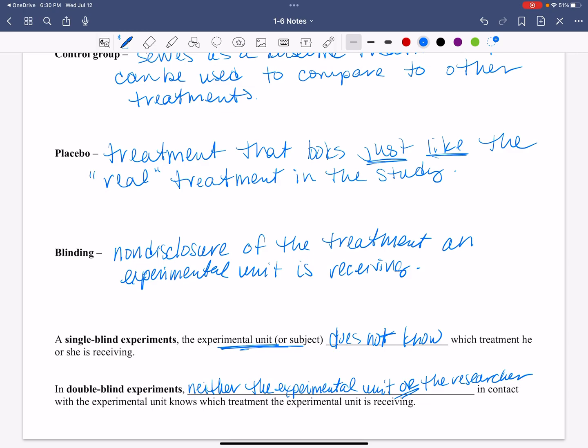Well, not no one. I should rephrase that. Neither the experimental unit nor the researcher. The researcher is the one that is collecting the data and pulling that from there. The manager of the experiment will know, but they're not hands-on with what's going down. I just want to be clear about that.